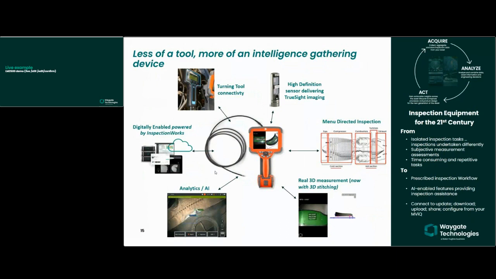So there is this relationship that we have in this case with the turning tool. As you know, we have founded our technology on our optics, on our image chain that we have developed in-house within Waygate Technologies. So we have developed a range of very powerful, high definition camera CCD chips associated with generating the images that you're used to now operating with on the MVIQ.